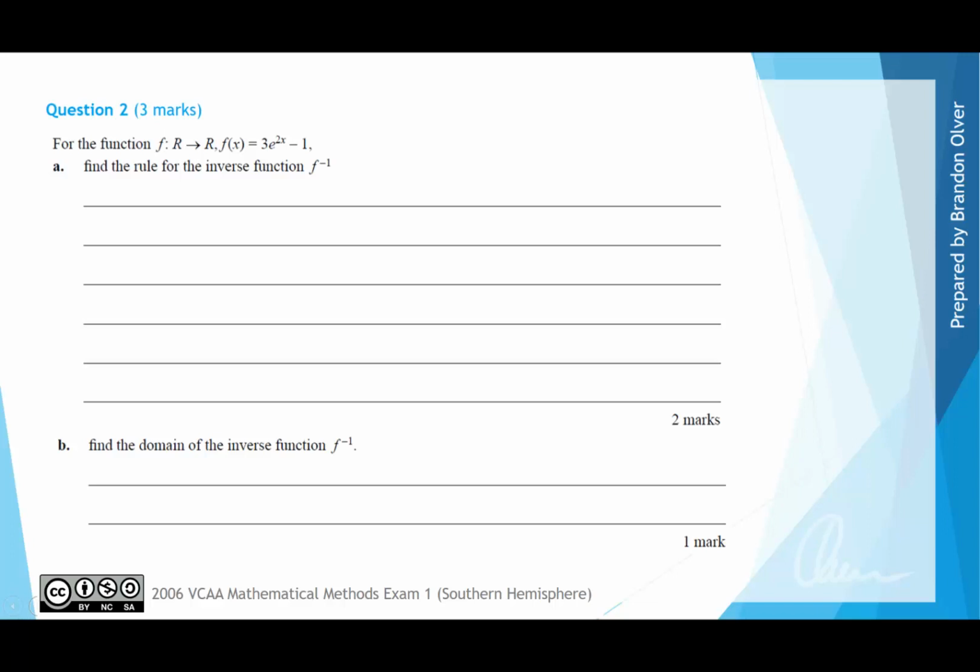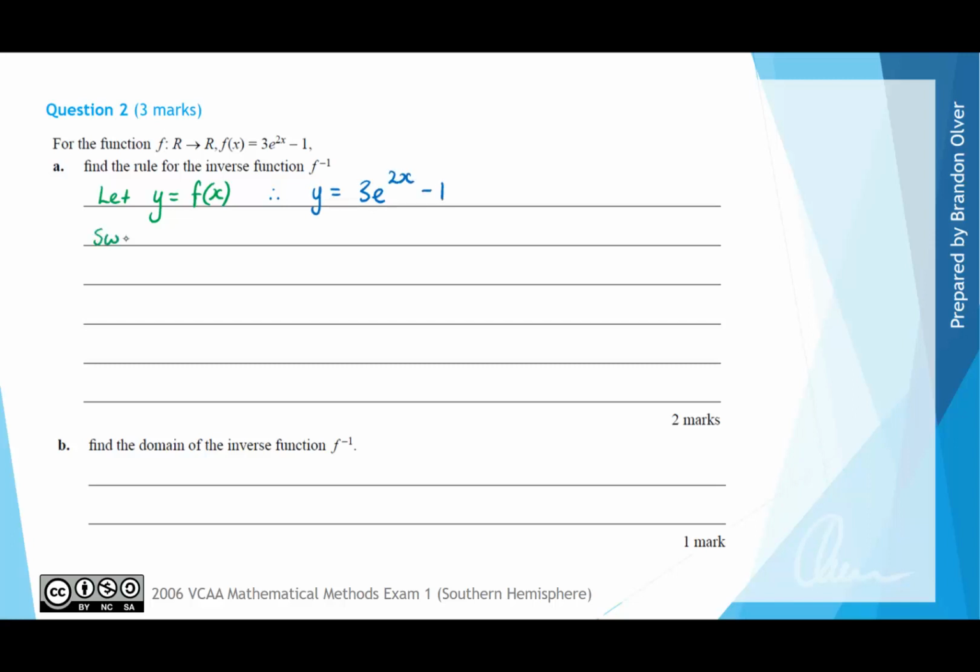For question 2 we have a function f which has a domain of the real number set for the rule f of x equals 3 times e to the power of 2x minus 1, and for part A we're asked to find the rule for the inverse function. So the first thing we're going to do is let y equal f of x so that we've only got x and y in our rule. Therefore we can write this as y is equal to 3 times e to the power of 2x minus 1.